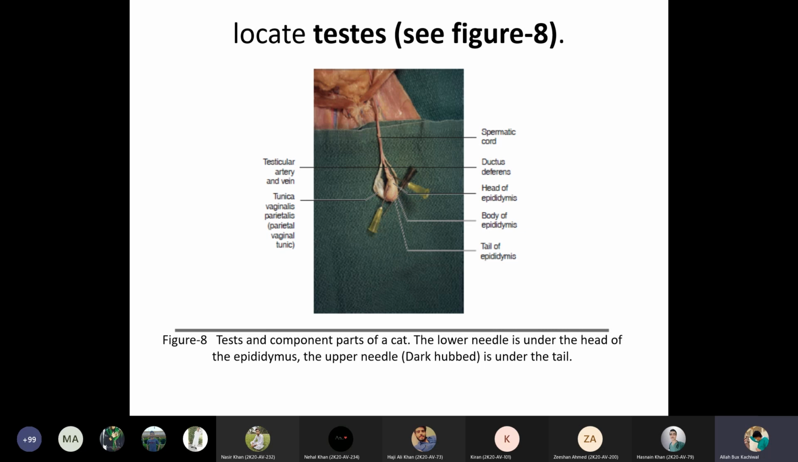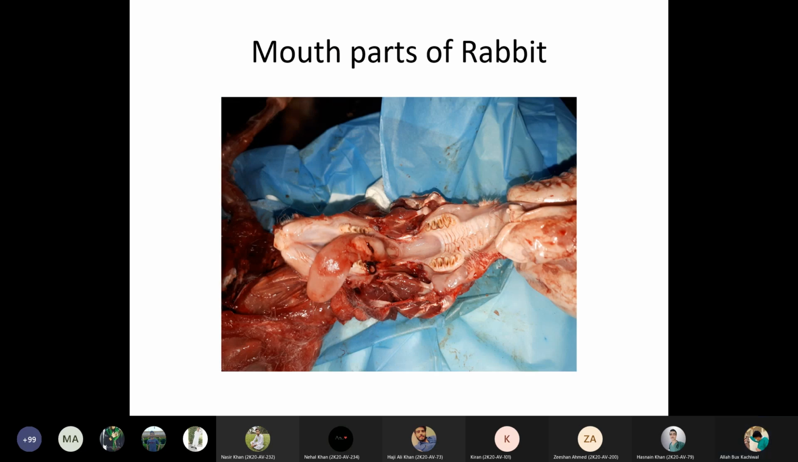The lower needle is under the head of the epididymis, and the upper needle is under the tail. So the tail of the epididymis is located over here, then the body of the epididymis, then there is the head of the epididymis, and then it is attached with the ductus deferens, and then it is going to the spermatic cord. So this is the location. These testes are present in the scrotum out of the body in the male.